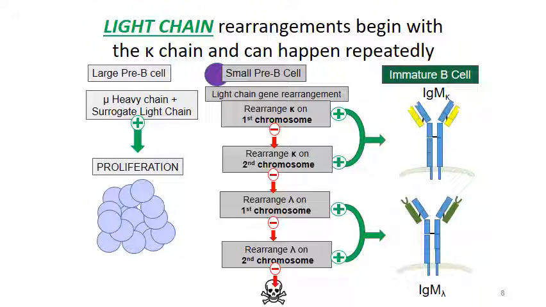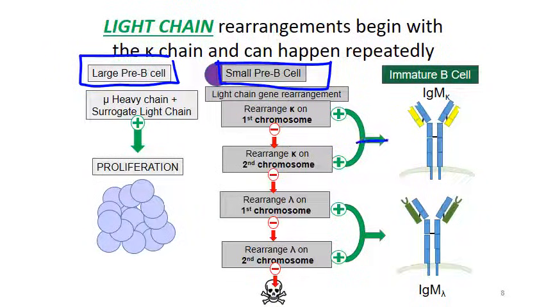Now, if it makes it from the large pre-B cell all the way through small pre-B cell, and it happens to make a successful light chain that is able to bind to the heavy chain, then it's an immature B cell. Now it's basically expressing IgM, because remember the heavy chain determines what type of class it is, and it's always going to make mu first.